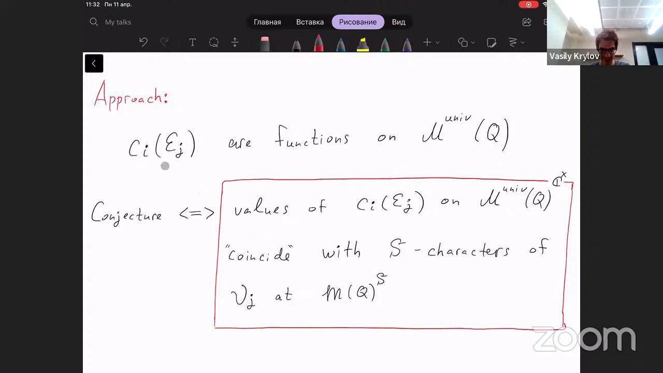So you can consider Ci of Ej as a function on M universal of Q. Then you need to show that values of these functions on fixed points of our universal deformation are the same as the characters of the tautological bundles on quiver varieties at fixed points. So that's what I meant, but maybe this is not about these beta roots, and this is a different thing.